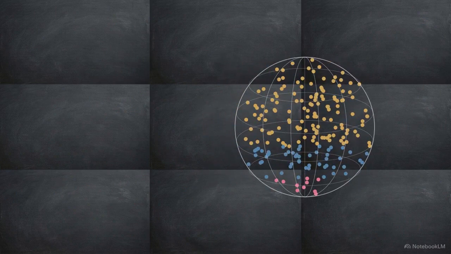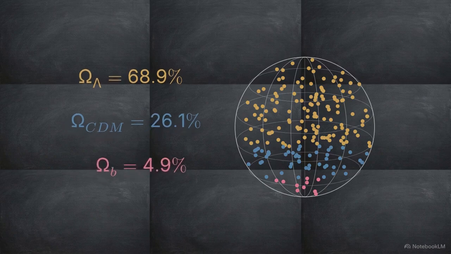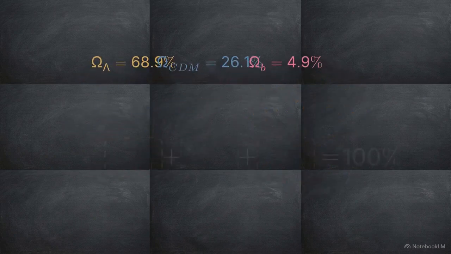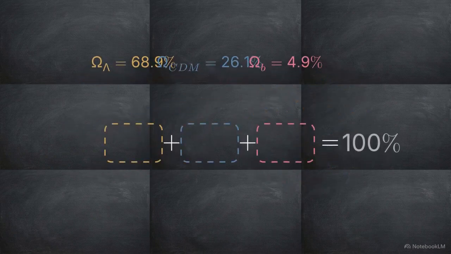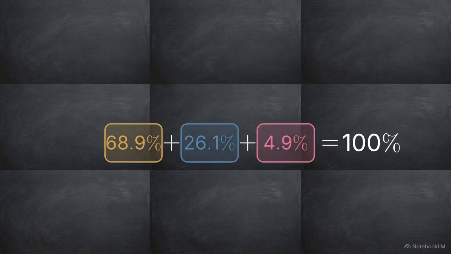The Planck 2018 Base Lambda CDM model breaks the observable universe down into three highly specific fractions. Roughly 68.9% goes to the cosmological constant, 26.1% to cold dark matter, and the remaining 4.9% to normal baryonic matter. The standard assumption in cosmology is that these percentages are purely empirical. They are treated as numbers fitted to match the observational data, rather than laws mandated by a mathematical structure.